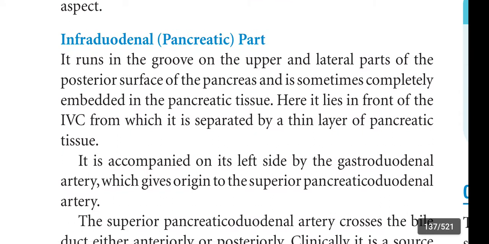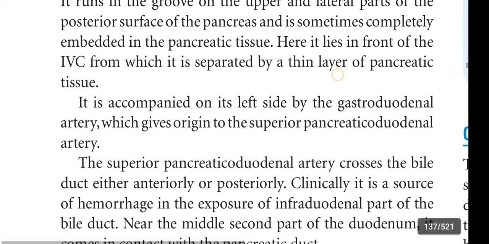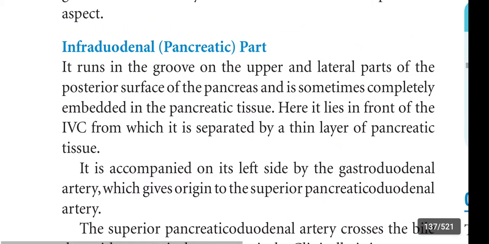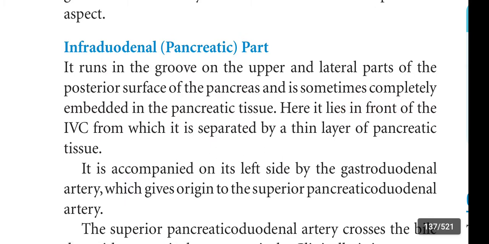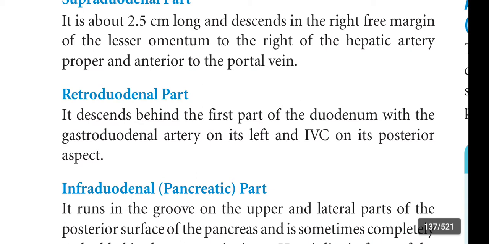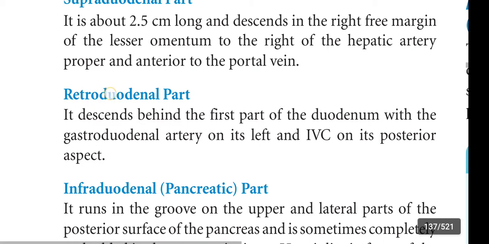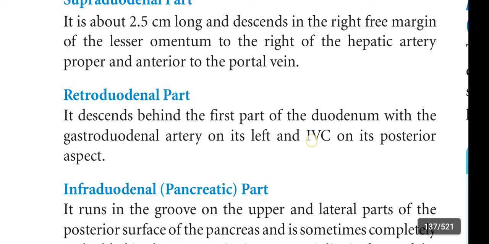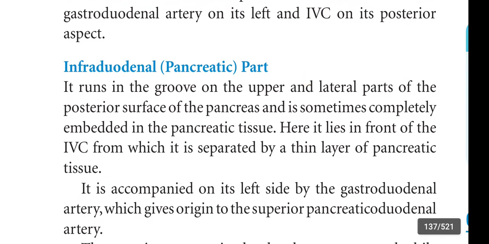It is accompanied on the left side by the gastroduodenal artery, which gives origin to the superior pancreaticoduodenal artery. Here also, same point, it lies in front of the inferior vena cava. In the back side of the retroduodenal part is the inferior vena cava, same point, but the line is changed.